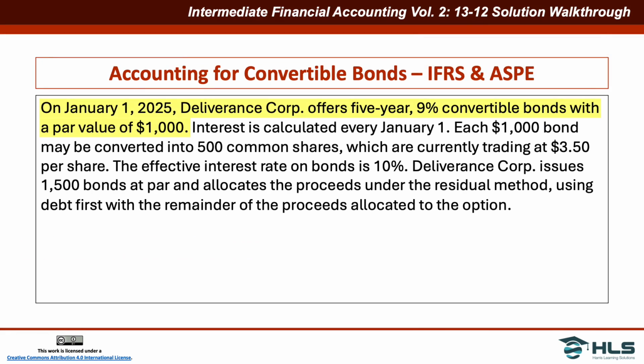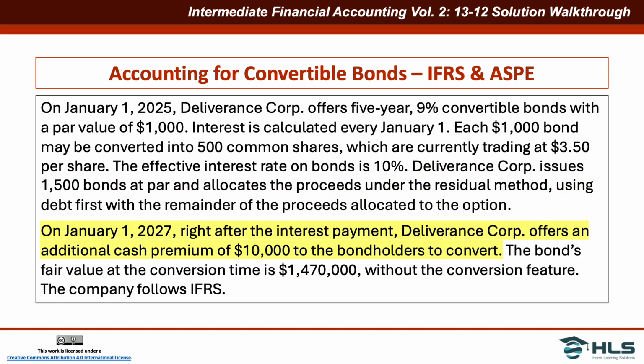On January 1st, 2025, Deliverance Corp offers 5-year, 9% convertible bonds with a par value of $1,000. Interest is calculated every January 1st. Each $1,000 bond may be converted into 500 common shares, which are currently trading at $3.50 per share. The effective interest rate on bonds is 10%. Deliverance issues 1,500 bonds at par and allocates the proceeds under the residual method using debt first, with the remainder of the proceeds allocated to the option.